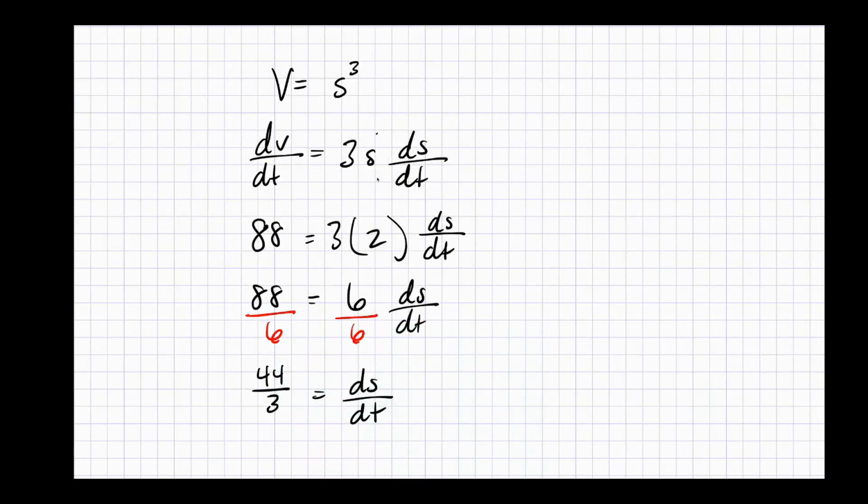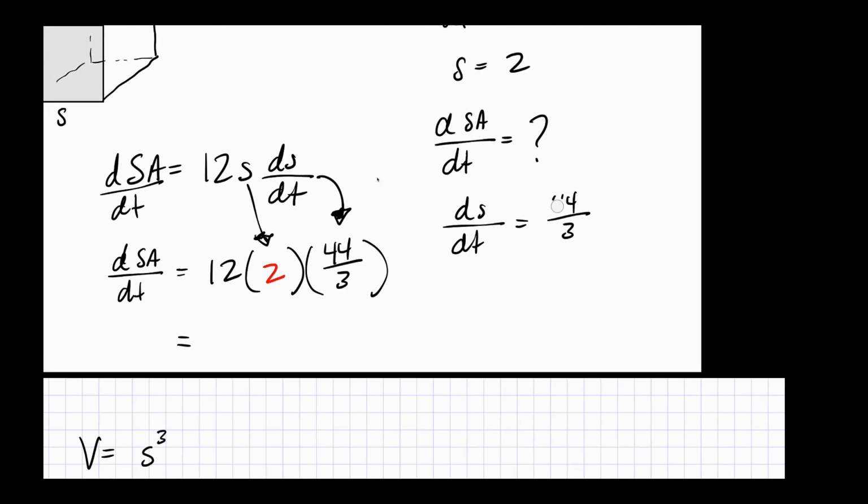Okay. So this is how I did it. My answer is going to be just a little bit off. Let me change this. So it's going to be 12. 12 doesn't go in evenly, but I can reduce it by 4, I think. 22 thirds. Is that right? Okay. So that gives me ds/dt, 22 thirds.